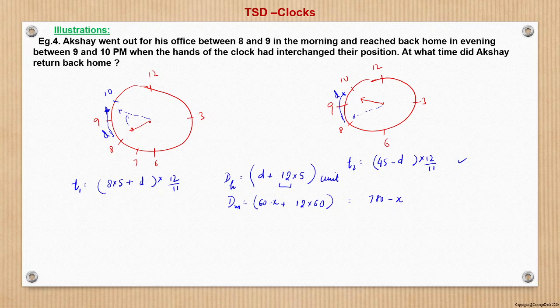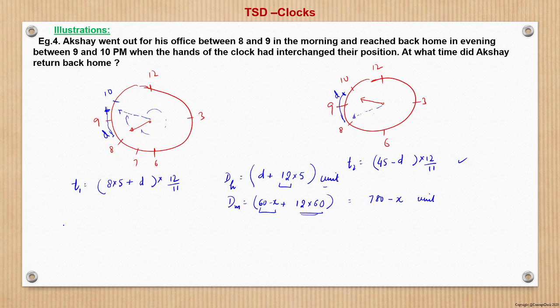For the minute hand, what happens? In the first round it will cover from here till here, and then it will take a further 12 rounds of 60 units each. So first this distance is 60 minus x, and then 12 into 60. So that is 780 minus x. And this is the distance covered by both in the same time.